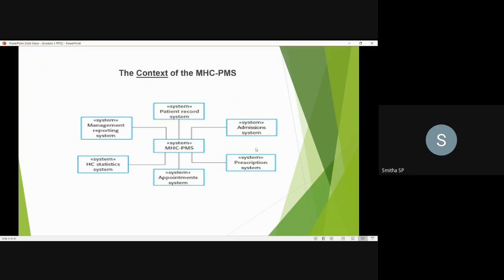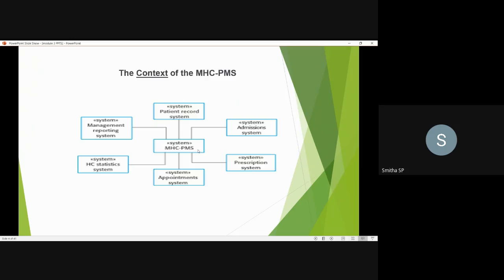So, the context model normally shows the environment, which includes several other automated systems. These external systems might produce data for the system, or they may consume data from the system in the environment. So they share data with the system; they are connected.